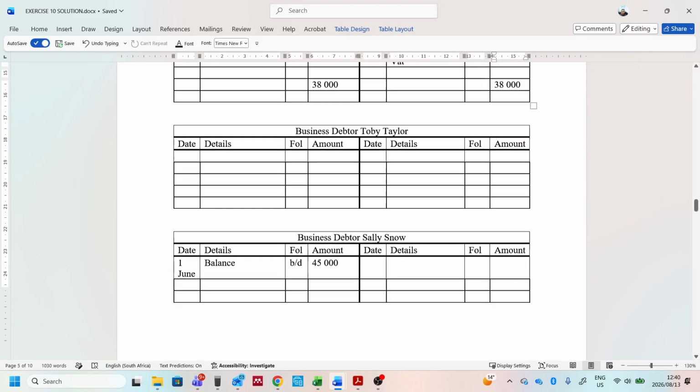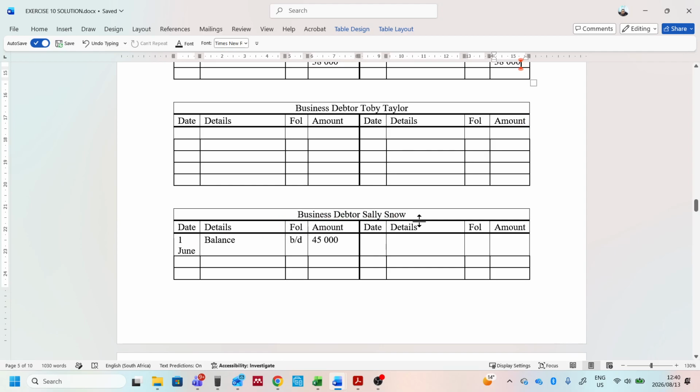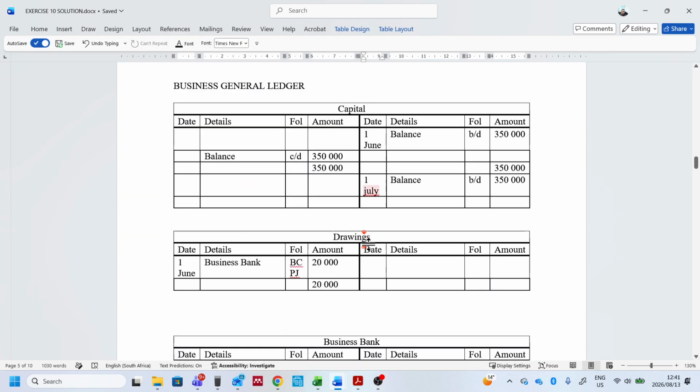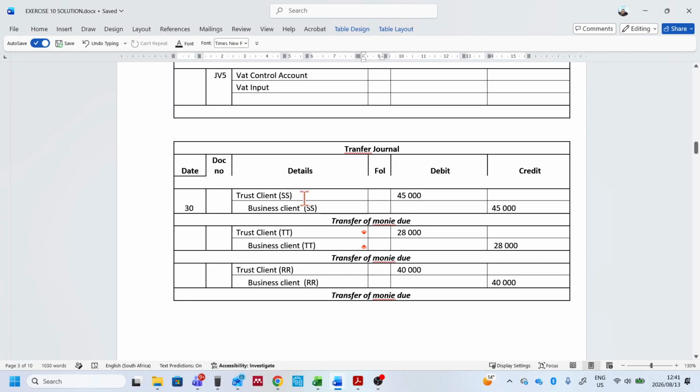So now we move to debtor Salisno, who had an opening balance. We're going to come to Toby Taylor. So this customer, how much did we bill him, and on which day, based on our records from journals? Salisno, we never billed him, right? But we did take money from his account, right? And transferred it to the business bank. When we did that, we recorded a transaction to indicate that money was taken from his account. Do you still remember that?